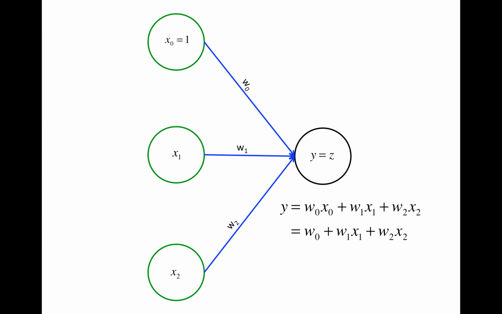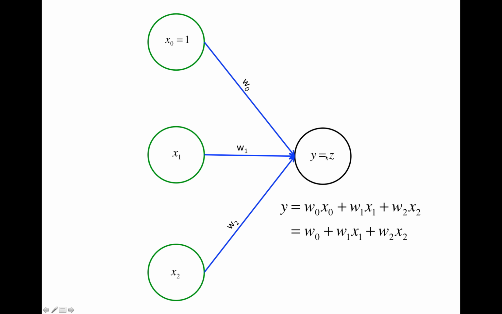The diagram of our single neural network looks like this. We have three inputs, x0, x1, and x2. The logit z in this neuron is just a weighted summation of these three inputs with weights given by w0, w1, and w2 respectively. And the output of this single neuron equals the logit. So y equals z.